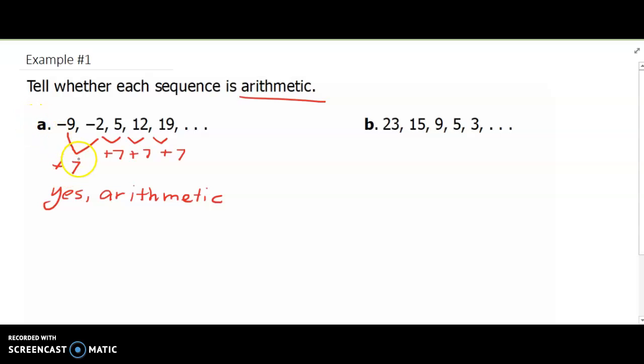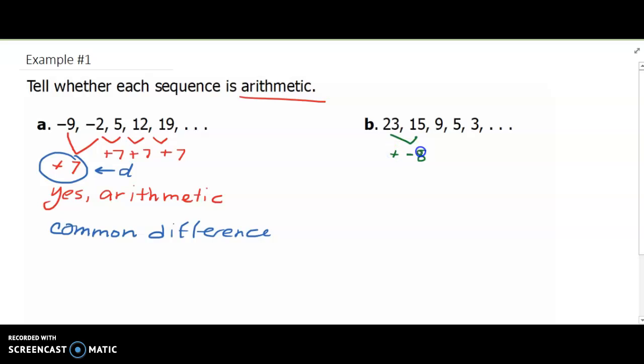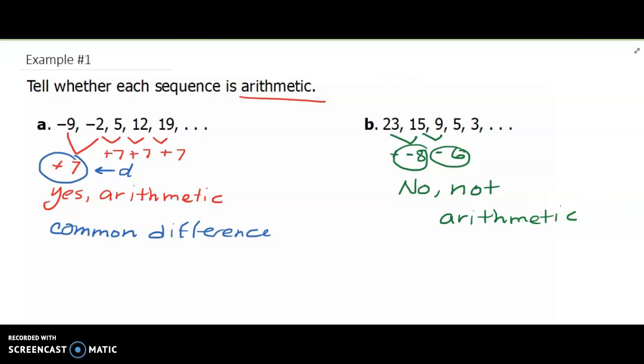So this plus 7 here is called the common difference. As we move forward, the common difference is going to be represented by a d. We'll get to that a little later. From here to here, we're adding a -8, or you could say subtract 8. From 15 to 9, we're going down by 6. So we can stop there. If these are different, we can automatically say, no, it's not arithmetic. We don't need to keep going, and that's all we need.